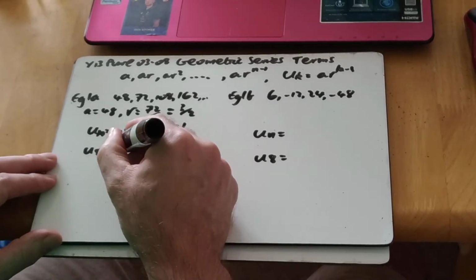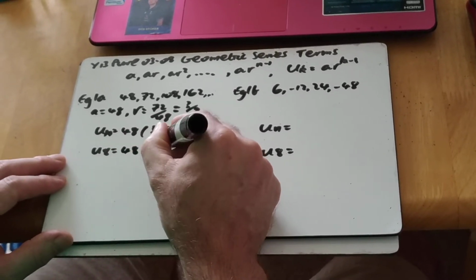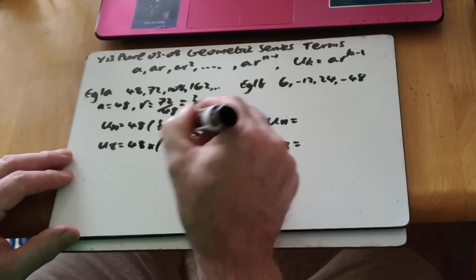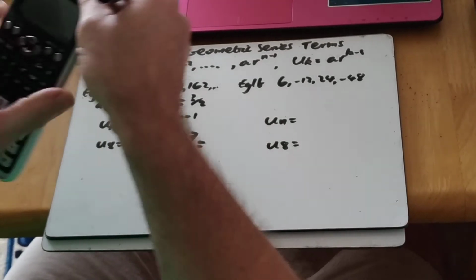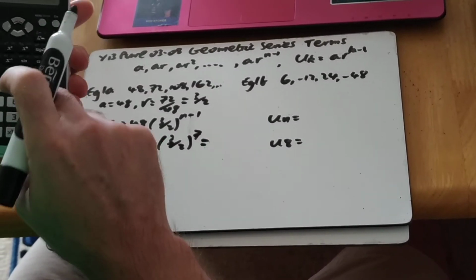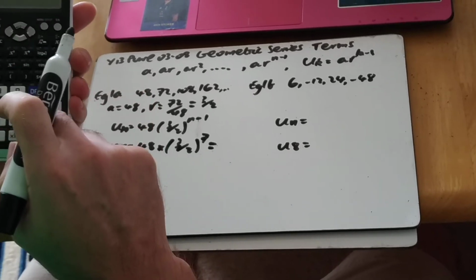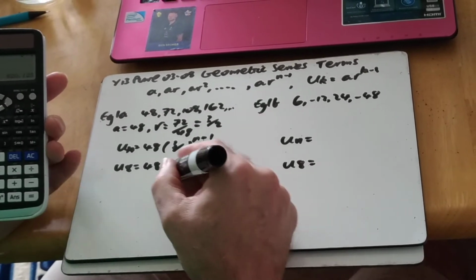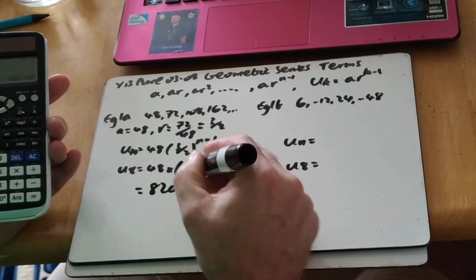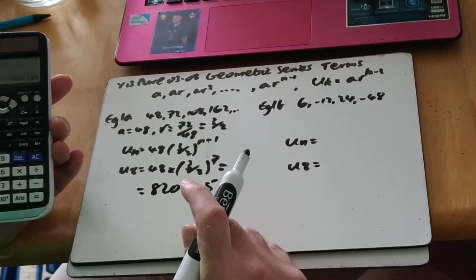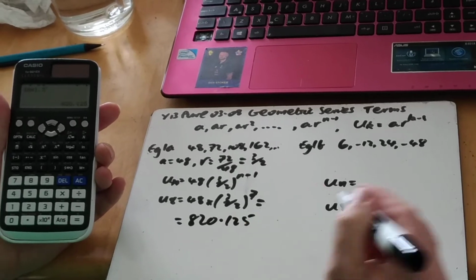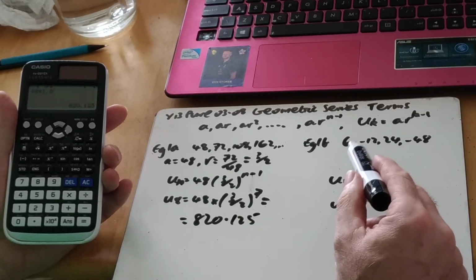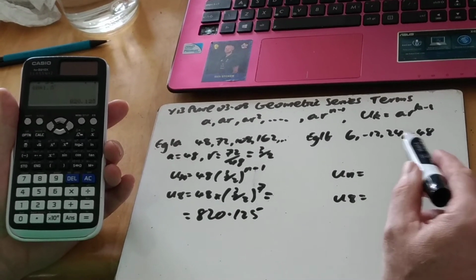For our last term, our 8th term then is 48 times 3 over 2, n minus 1 is power 7, so press some buttons. 48 times 1.5 to the power 7 equals, oh gosh, apparently 820.125. That's our 8th term.